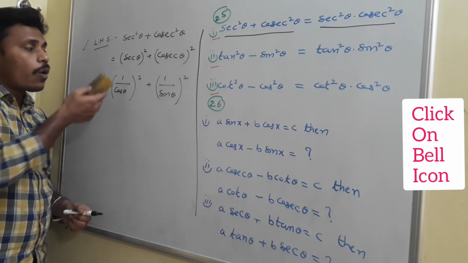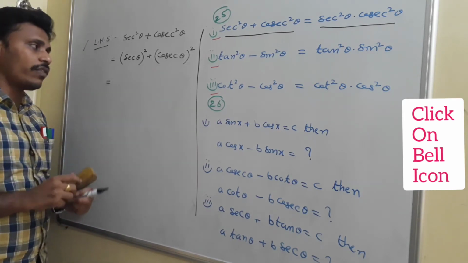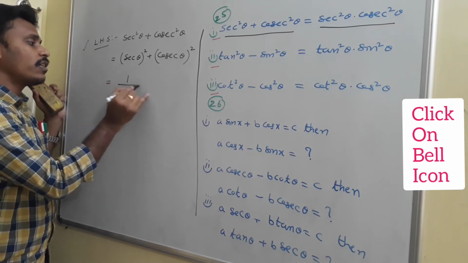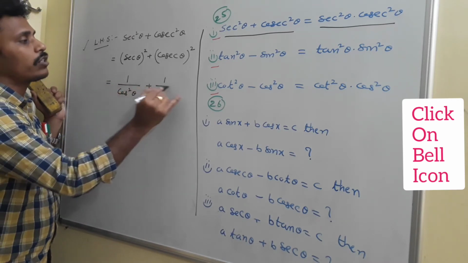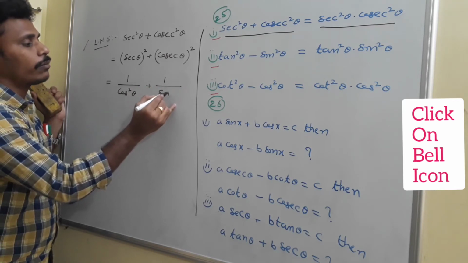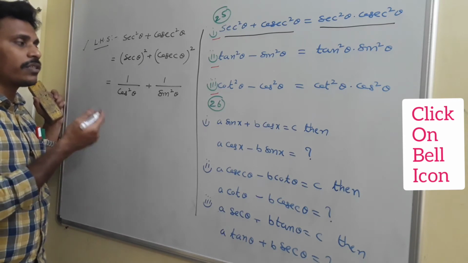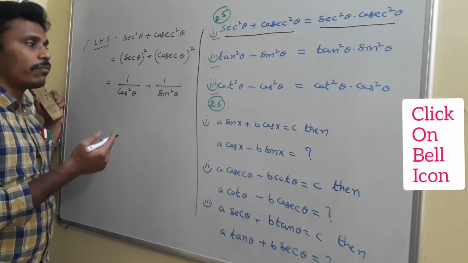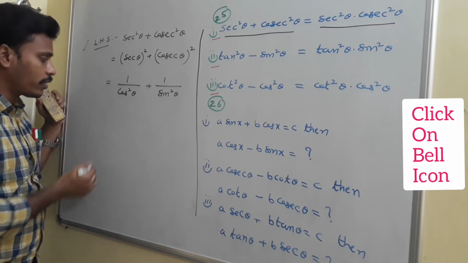And (1 by cos theta) whole square can be written as 1 by cos square theta. See, this secant theta whole square can be written as 1 by cos square theta. Cosecant theta square can be written as 1 by sin square theta. Have a look at this. Secant theta is 1 by cos and its square. Cosecant theta is 1 by sin and its square. So 1 by cos square theta plus 1 by sin square theta.